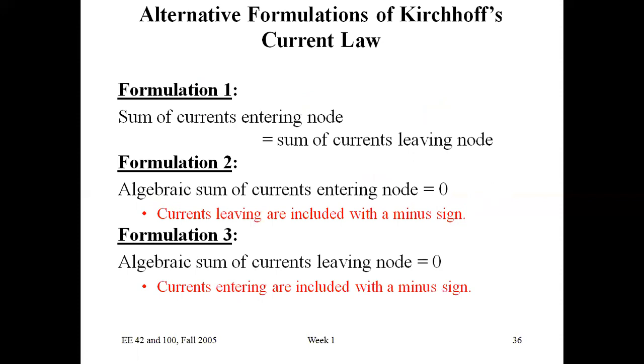Now this Kirchhoff's current law we can formulate in different ways. Formulation 1: the sum of the currents entering a node is equal to the sum of the currents leaving the node. The second formulation is that the algebraic sum of currents entering the node is equal to 0, so currents leaving are included with a minus sign. Then the third is that the algebraic sum of the currents leaving the node is equal to 0, so currents entering are included with a minus sign here. So ultimately the sum of the currents at a node is always 0. So the charge stored in a node is 0. Always it is 0.